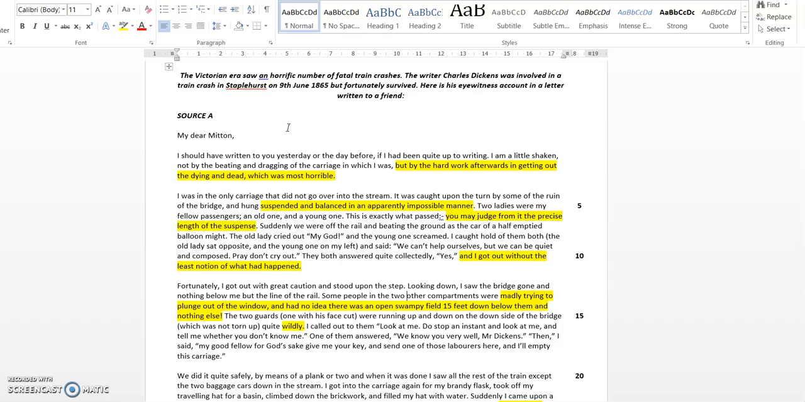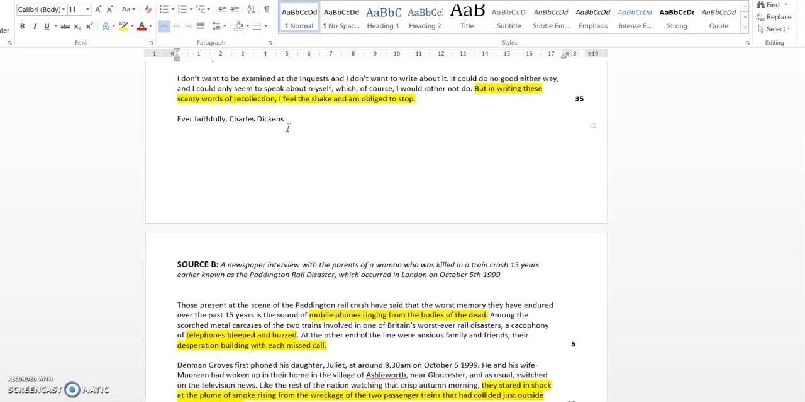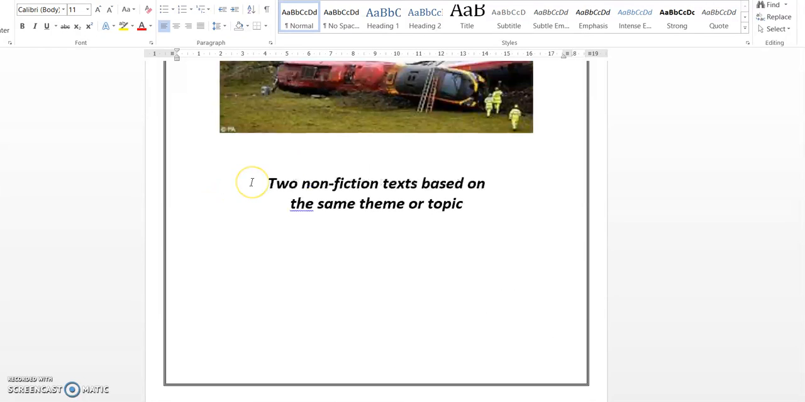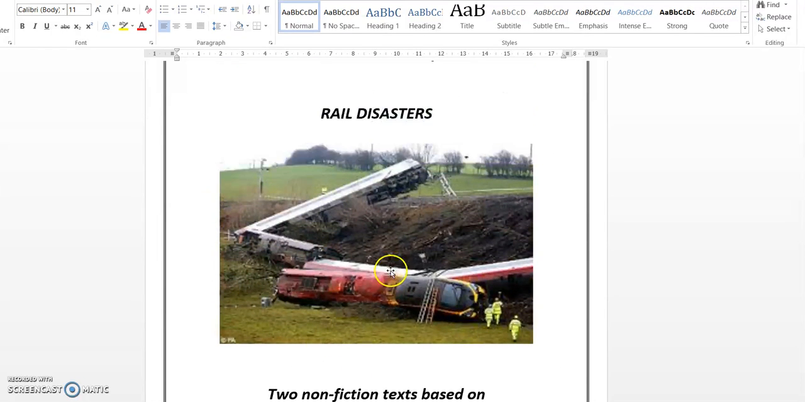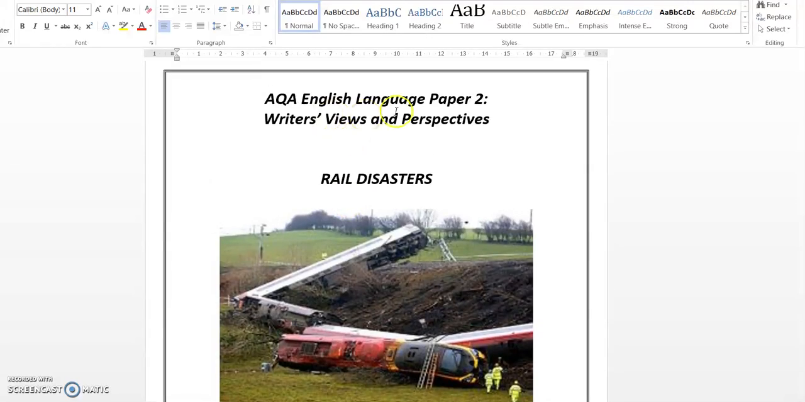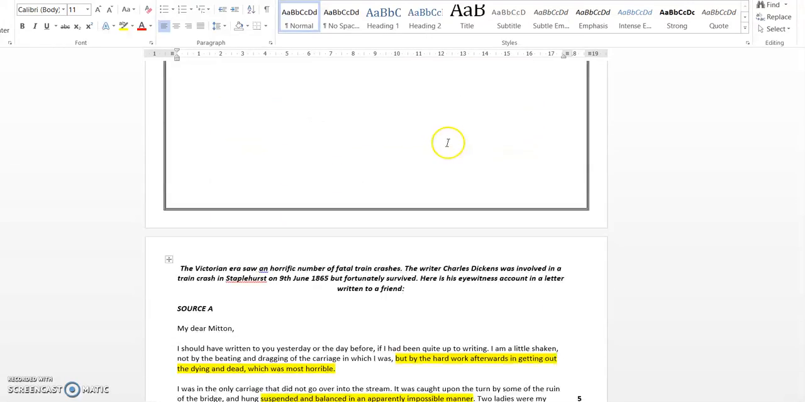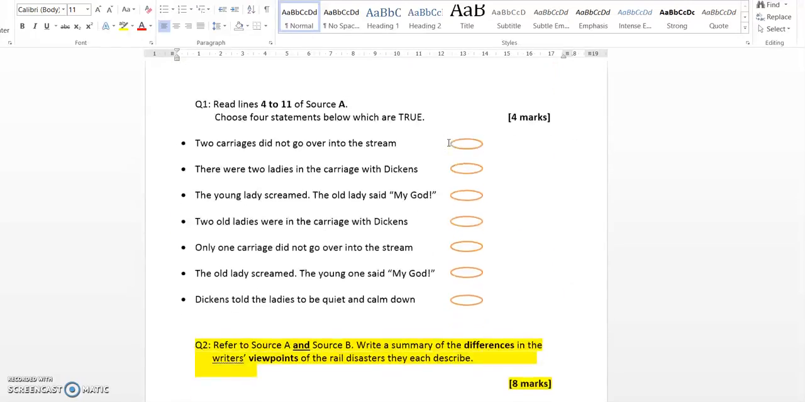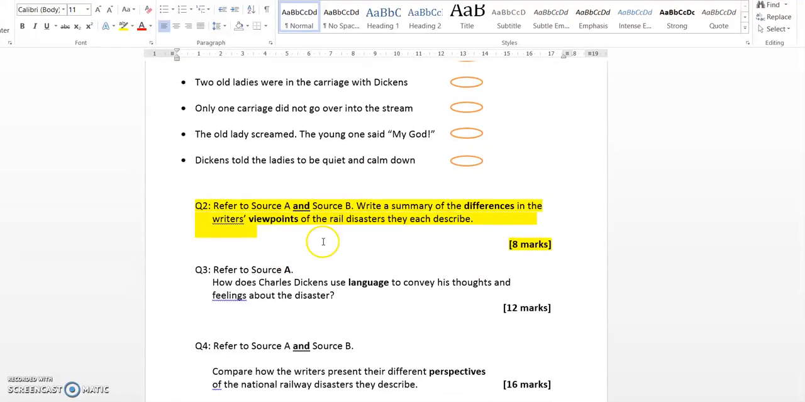Okay, so we're going to have a look at question 2. So just to say, these are the 2 texts that are to do with the rail disasters, writers' views and perspectives, and this is on Show My Homework, or I've given it to you in a lesson. So if we have a look down here at question 2, here it is, I've highlighted it. Refer to source A and source B, write a summary of the differences in the writer's viewpoints of the rail disasters they each describe.